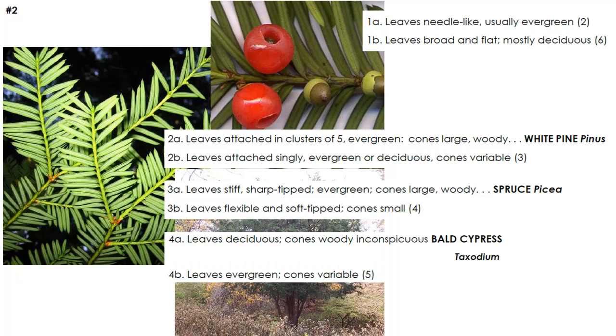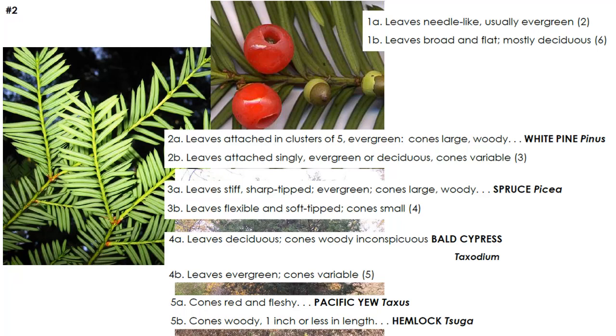4A, leaves deciduous, cones woody and inconspicuous, whatever that means, or leaves evergreen, cones variable. Let's go with 4B because it really doesn't seem like 4A is what it is. But at this point, I'd be a little concerned that I'm at the right place.